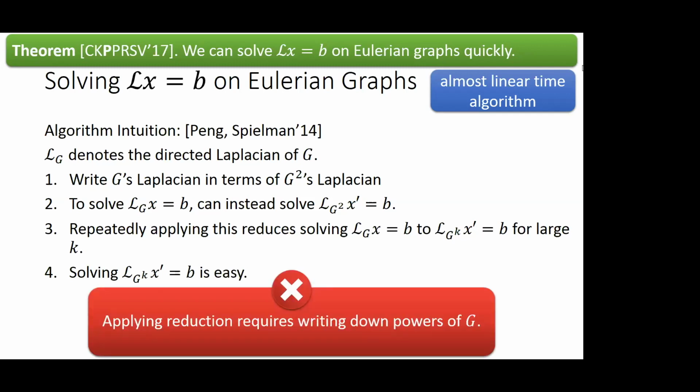Of course, just like last time, the problem with this first attempt is that doing this requires writing down powers of G. It's an exact algorithm, a legitimate algorithm, but it requires writing down powers of G. And of course, I'm not yet saying exactly what the reduction is from solving L_G x equals b to solving L_{G^2} x prime equals b. Writing down powers of G is an expensive operation. It takes matrix multiplication time, so we don't want to do that because we'd already be blowing our time budget.